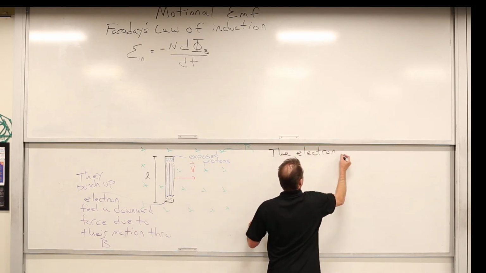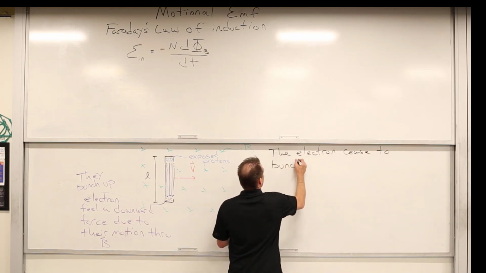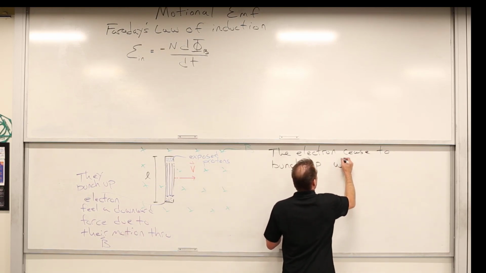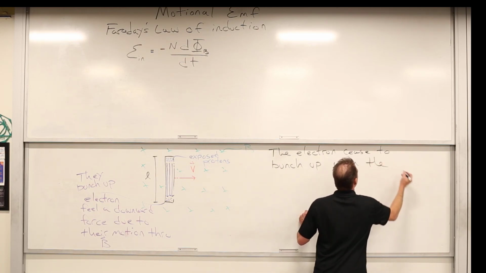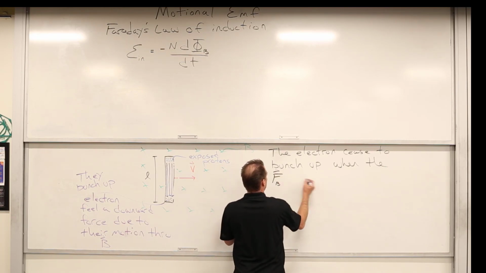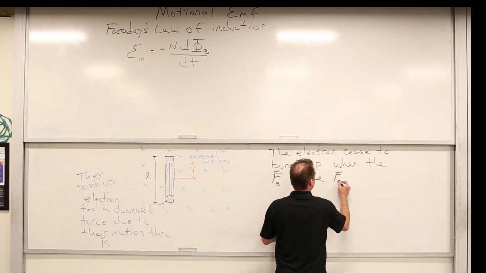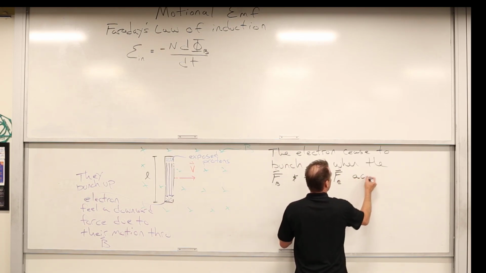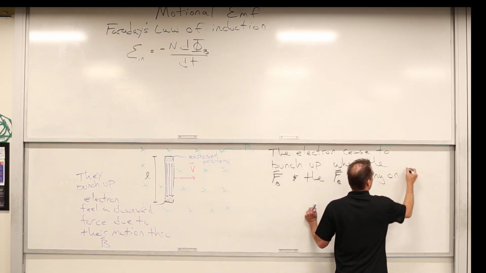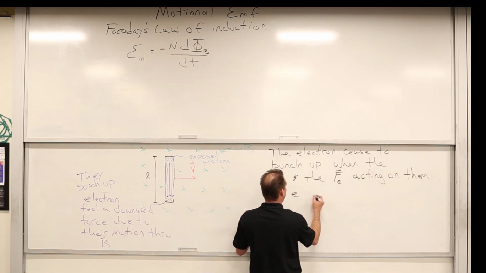The electrons cease to bunch up when the magnetic field force and the electric field force acting on them are equal in magnitude.